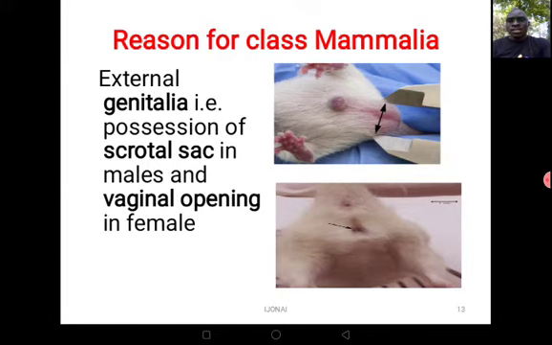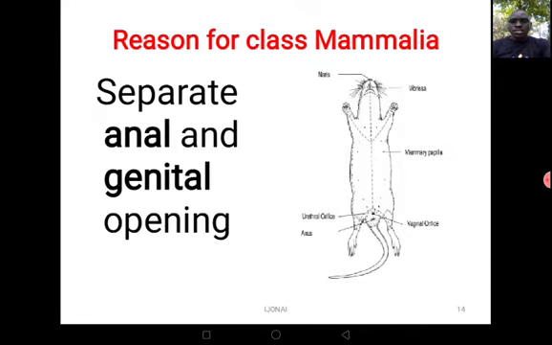Yes, that is their location and also structure. That is only predominant for mammals. The shapes and sizes may vary depending on the type of the mammal or the species, but all of them share that universal characteristic of possessing external genitalia. That's great. They also have separate anal and genital openings or pores, as you can see.